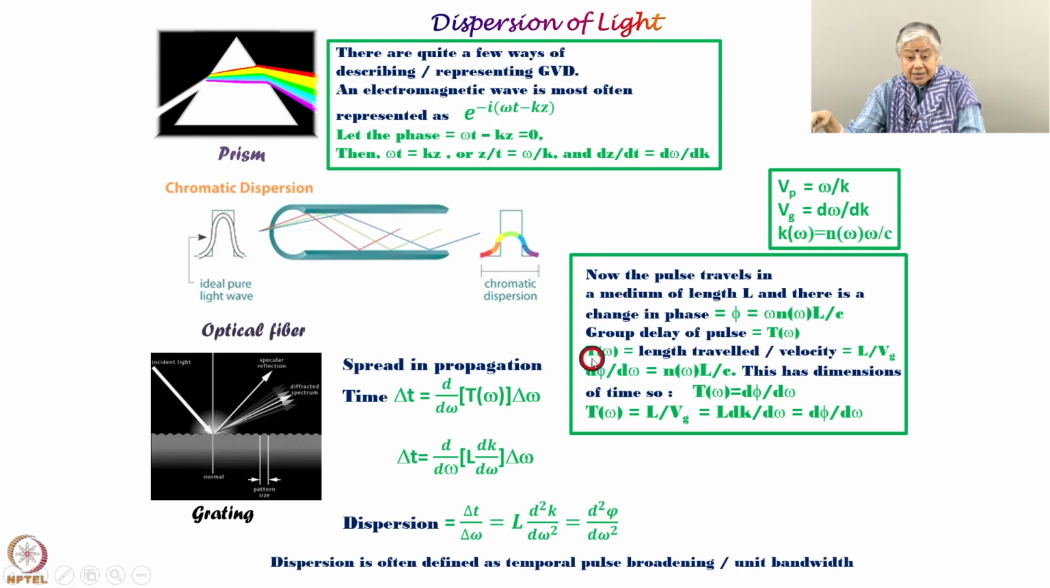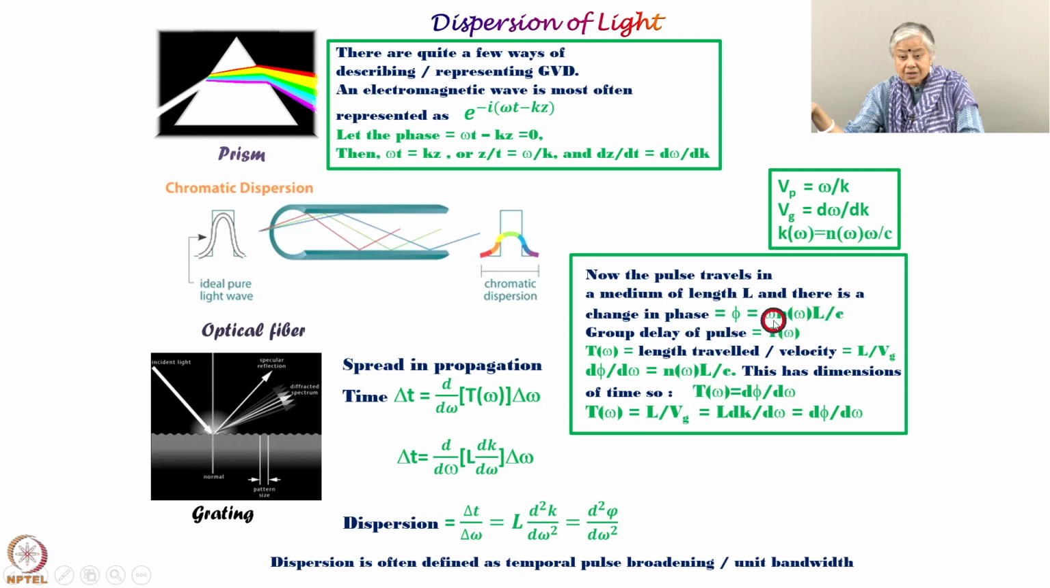Now, T(omega) should be equal to the length traveled divided by the velocity, L divided by Vg, as it is part of a group. So, this delay will obviously depend on the length travelled in my medium, say a fiber, and that is equal to L by Vg. Now, d phi by d omega, that means the change of this phase with frequency, is equal to n(omega) L by c. I have just taken the derivative with respect to omega here.